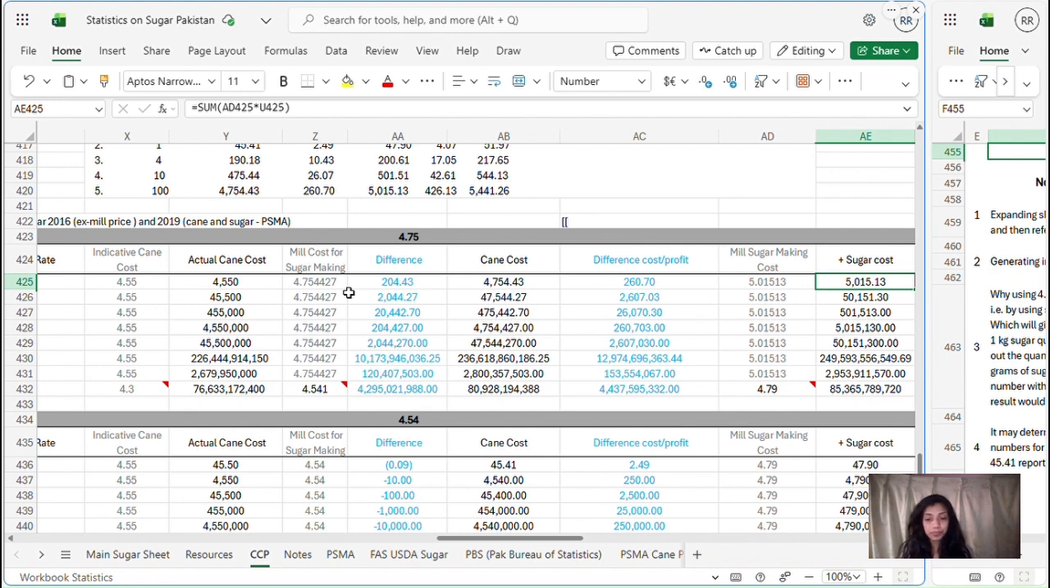attaining to make the sugar, and for the sugarcane. And when we expand that number, see, this was a base number here, 4.55, that was derived from the actual indicative prices. And when we see it from the mill's sugar producing perspective, the number changes to 4.75. Now this intended number should be around 4.55 or 4.54 or 4.51, but the numbers exceeded here.